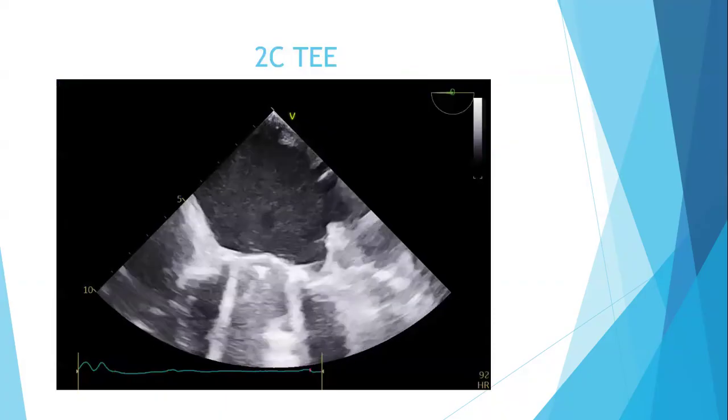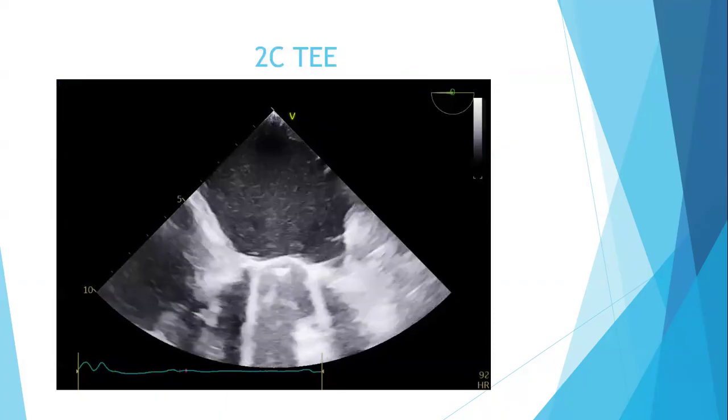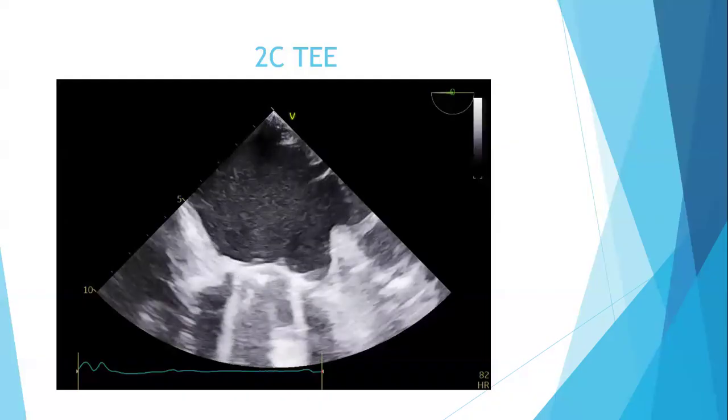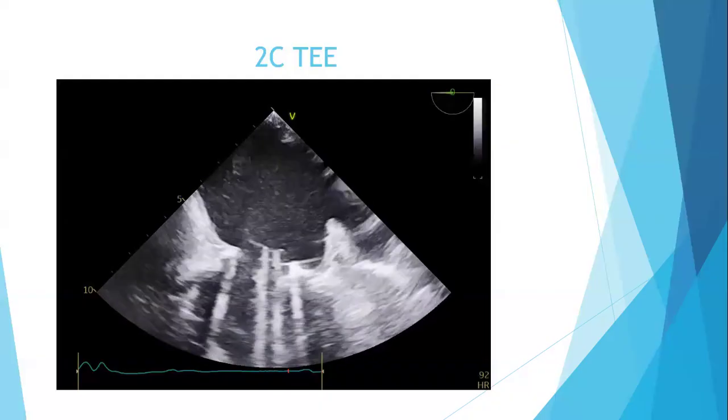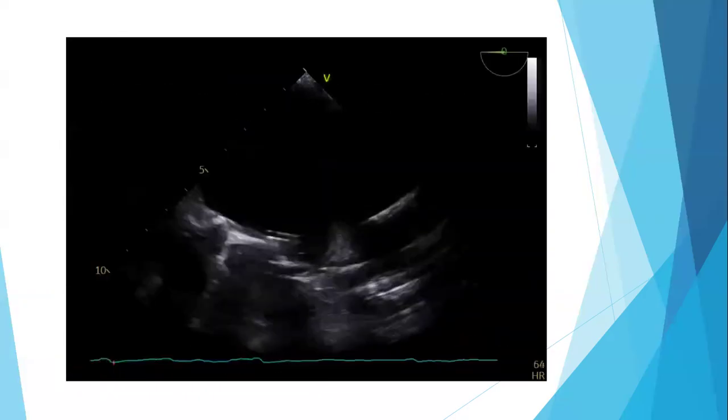This is the two-chamber view. As we can appreciate, both occluders are not moving simultaneously, and there is a sluggishness in the motility of them, and we can suspect that there's a mass seen.